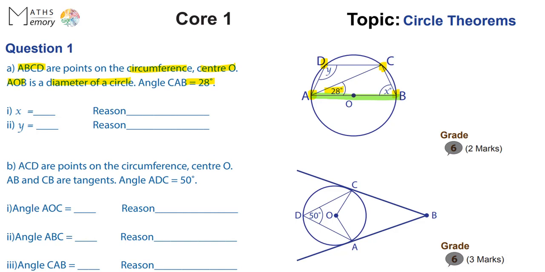So let's look at the questions. Let's delve down into this. X, what is X? So X is over here. Now this is the center of a circle O and this is a diameter.